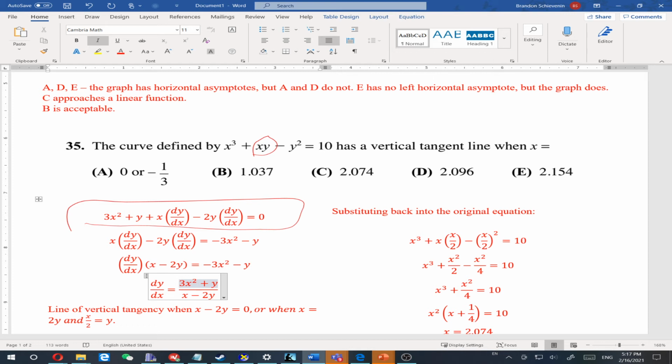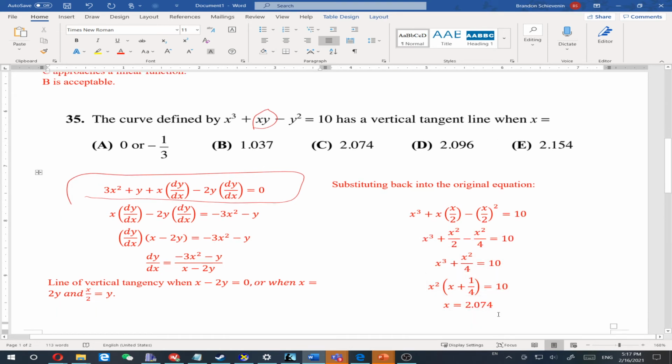So whenever the denominator of this function is 0, then we should have a line of vertical tangency, and our denominator is 0 whenever x is 2y, which means x over 2 should be equal to y. So I'm going to take that x over 2 equals y, substitute that back into our original equation. Anytime I see y, replace it with x over 2. That gives us a new equation here that we can then solve for x.